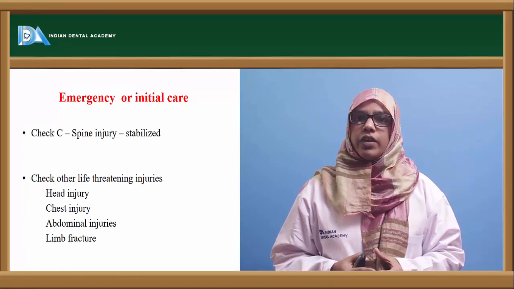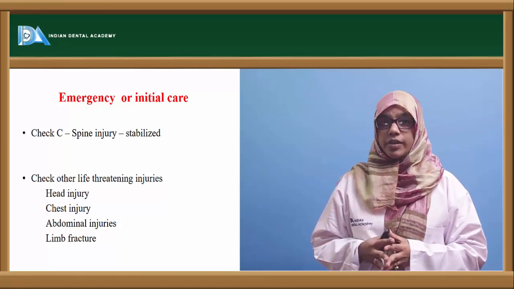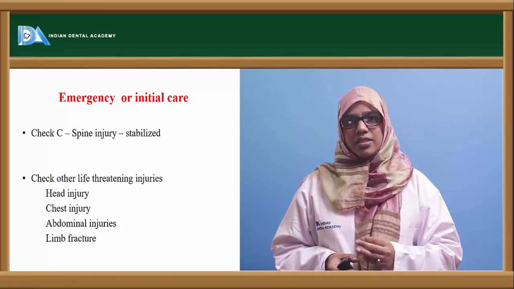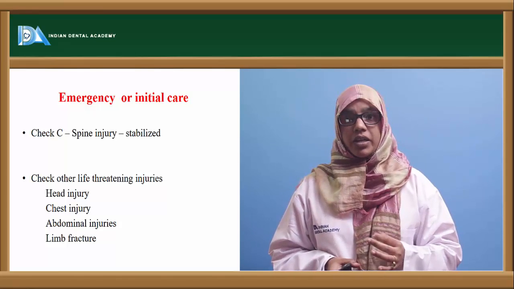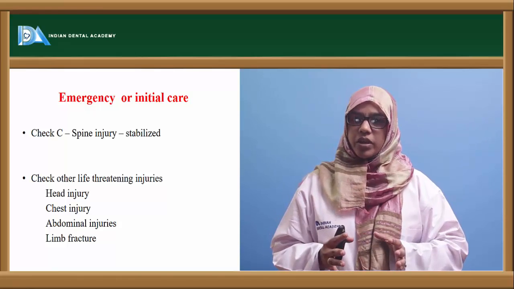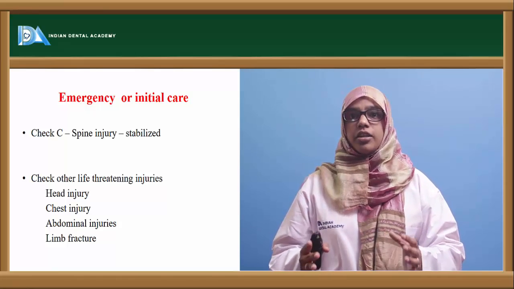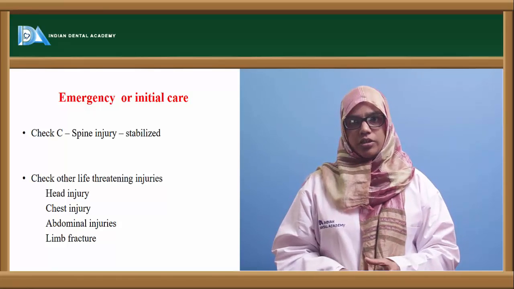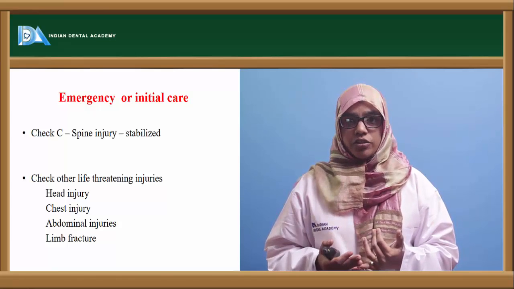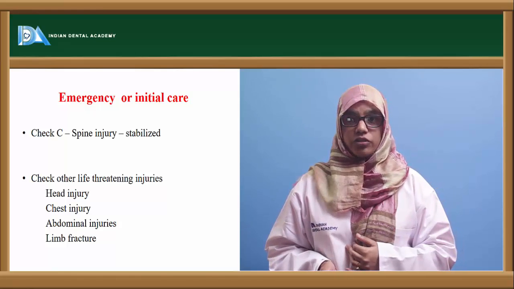Now, once your airway is secure, you check the spinal injury, cervical spine injury. Whenever a patient comes with a trauma, always consider that the patient is having cervical spine injury unless you have ruled it out. Otherwise, always treat the patient like they have a cervical injury. Put a cervical collar, stabilize unless you surely know there is no cervical injury. Then after that, check the other systems, like check for head injury, chest injury, abdominal injury, and if there is any kind of limb fractures.